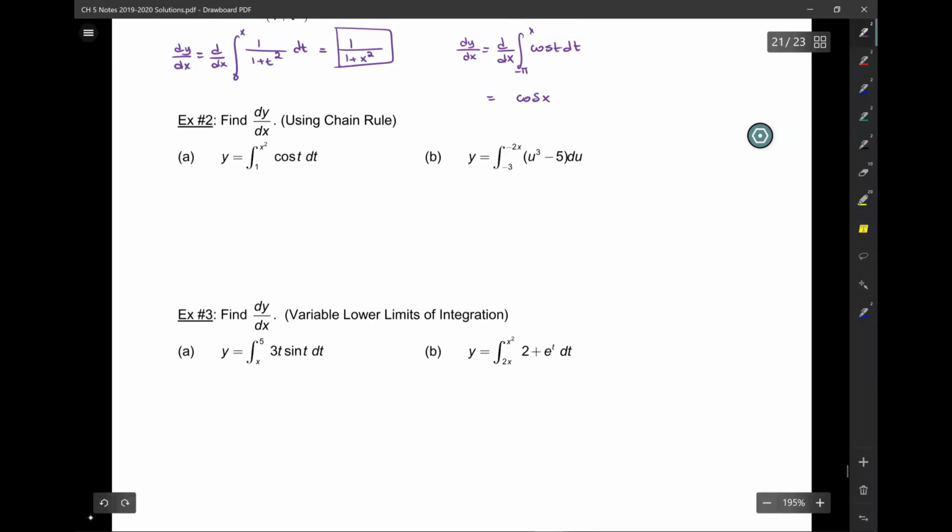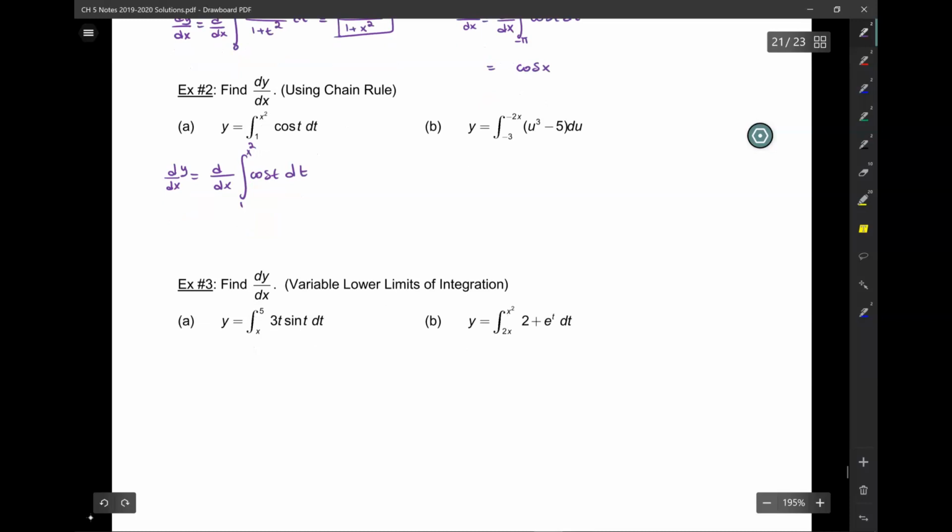Now look at this. Now I have 1 to x squared. It's no longer 1 to x. And here there is a very clear difference. Here we have to use the chain rule. So basically here's how it works. dy/dx is d/dx of the integral from 1 to x squared of cosine t dt. Now, this is going to be cosine of x squared.